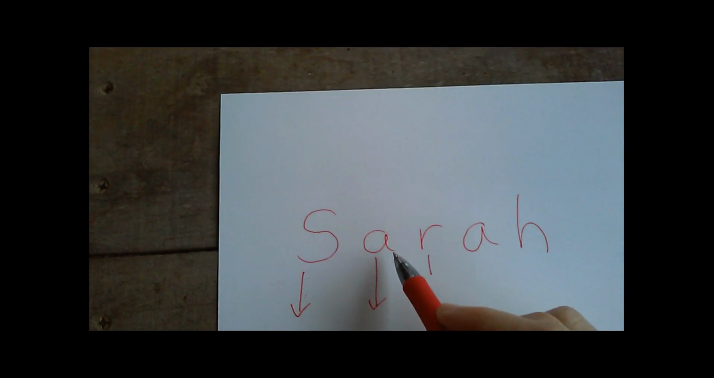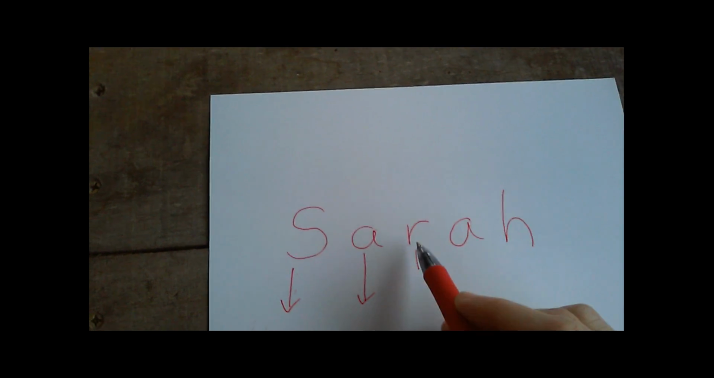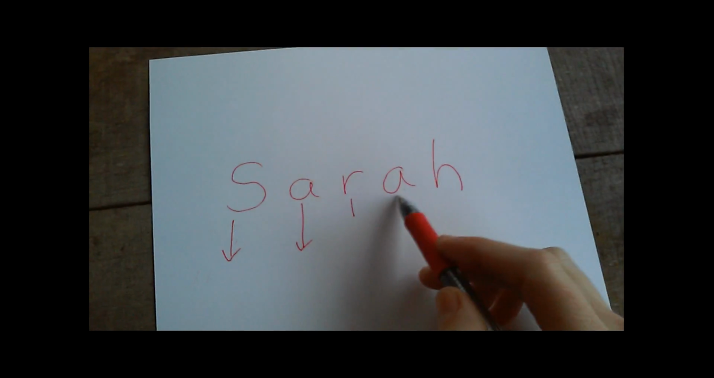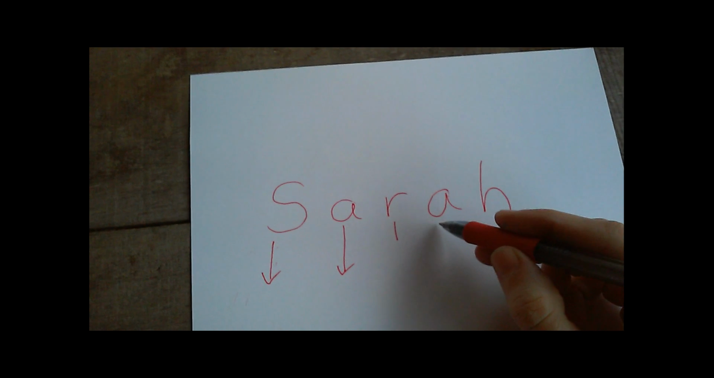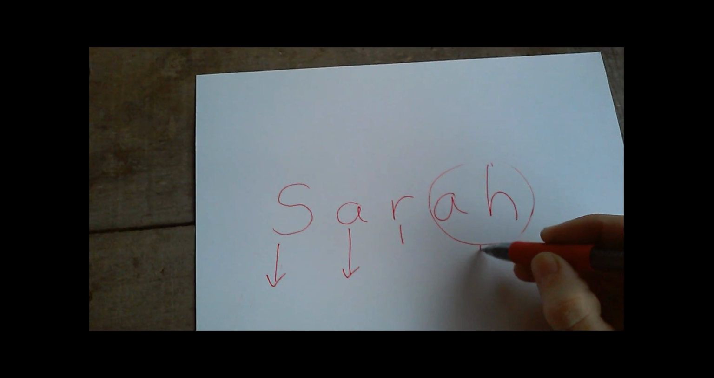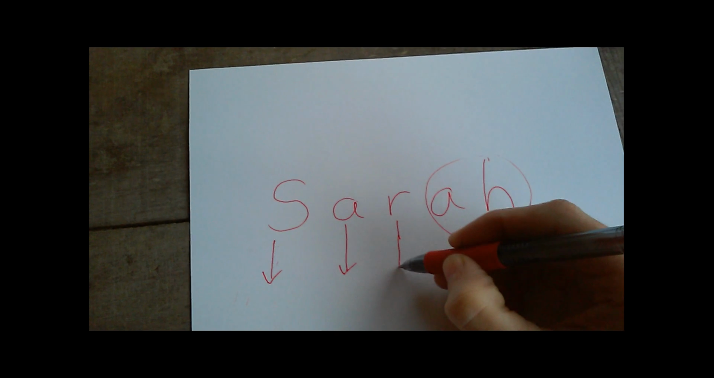S, air. So what is this sound? E, r. So these go together. So let's circle these. The AHs usually go together. So we'll draw that down. The R has a separate sound.